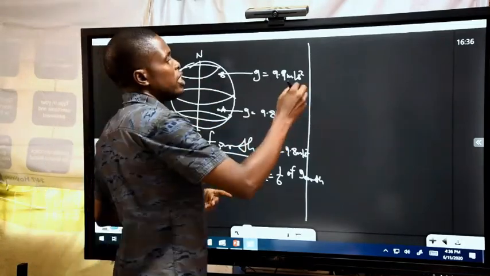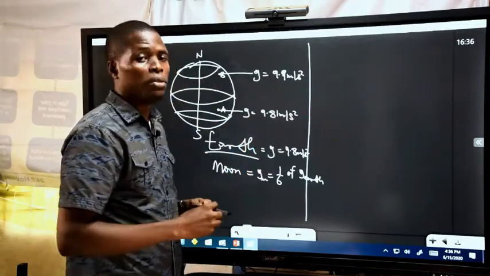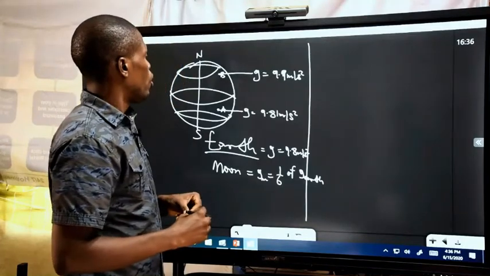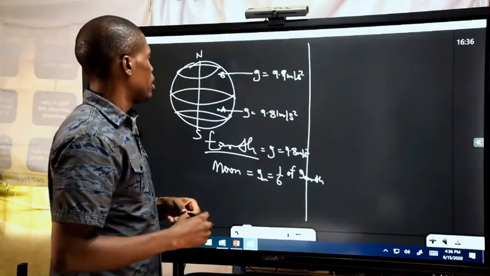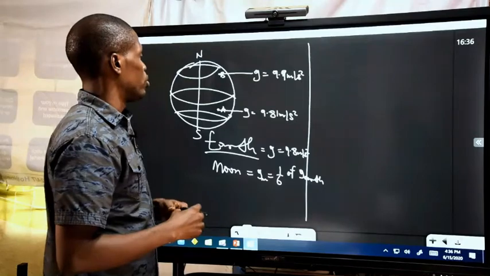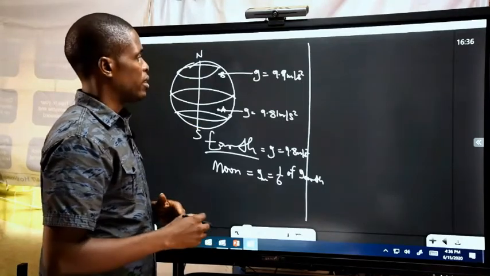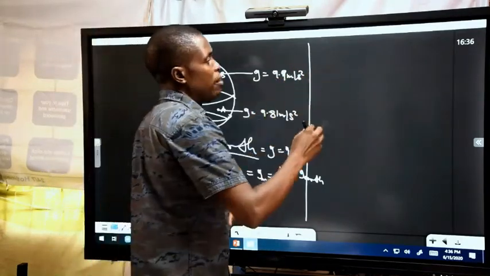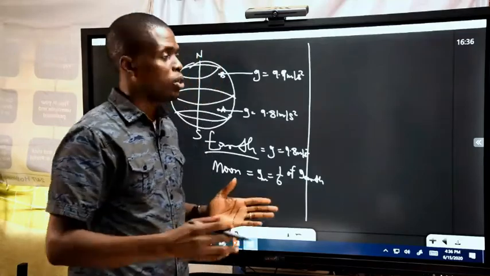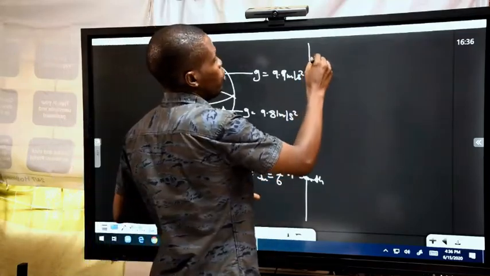So the value of g is dependent on the shape of the Earth, the altitude or the depth. Also, we talk about the latitude and also the radius of the Earth. Okay, so let's see some examples where we talk about the values of g with respect to weight.